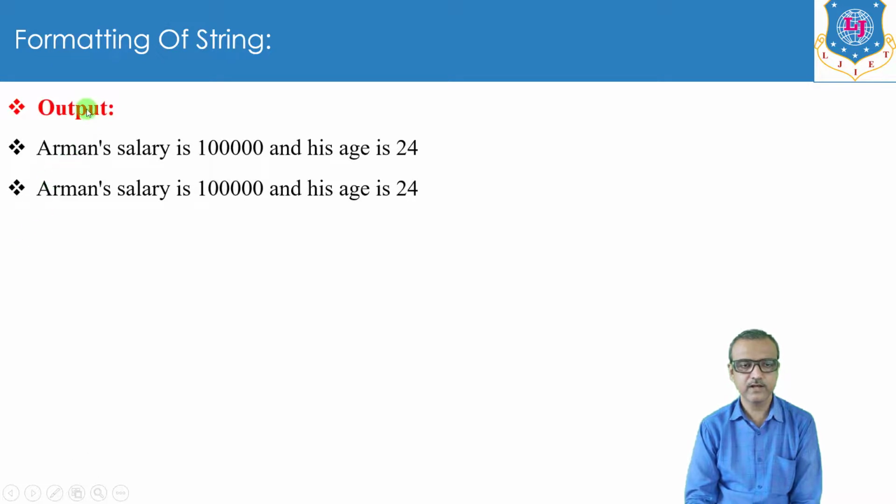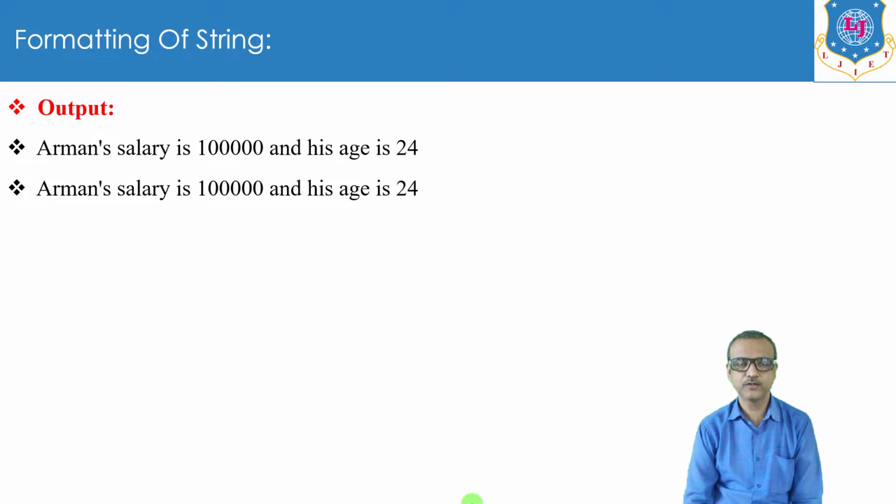So finally the output for the first print statement without using indexes in the replacement operator is Arman's salary is 1 lakh and his age is 24, and if we use indexes in the replacement operator, then we have this output, that is Arman's salary is 1 lakh and his age is 24.